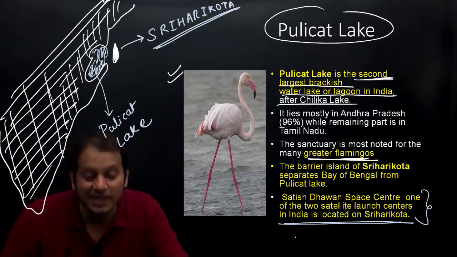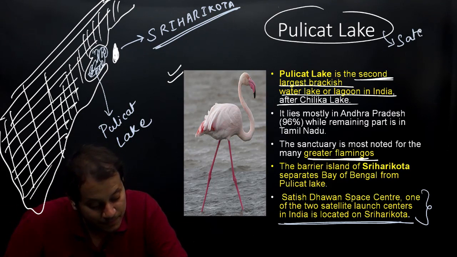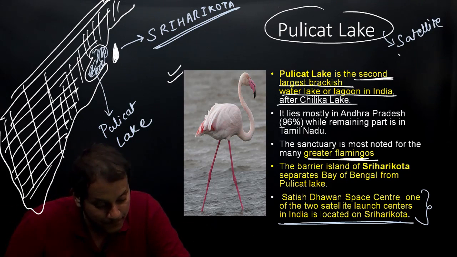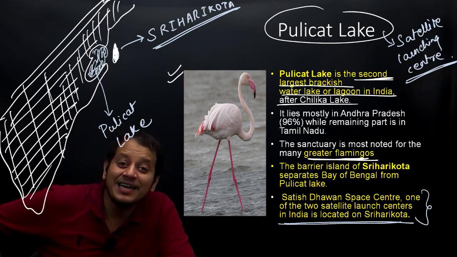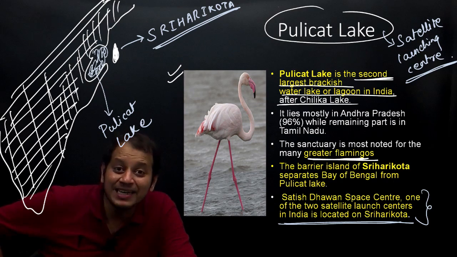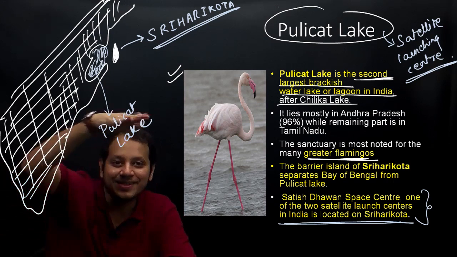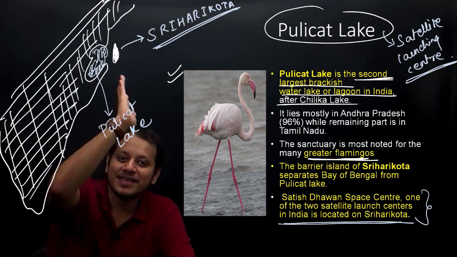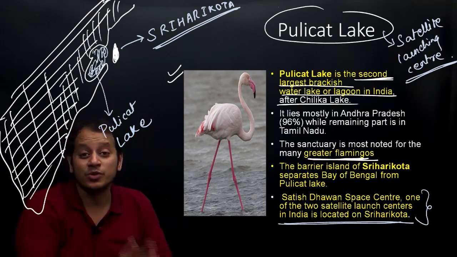So remember, Pulicat Lake, Sriharikota Island, satellite launch. So if the question comes, Wheeler Island, which state? Orissa. Pulicat Lake or Sriharikota? Across the Pulicat Lake. Wheeler Island, missiles. Pulicat Lake, satellite. So you remember, these are the important points regarding the East Coastal Plains of India.